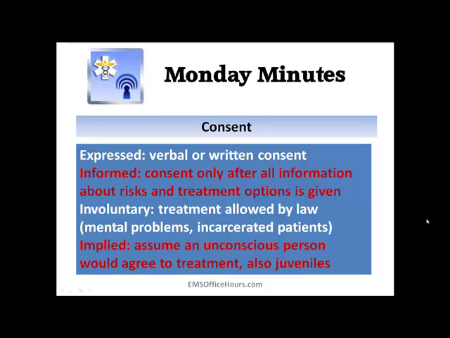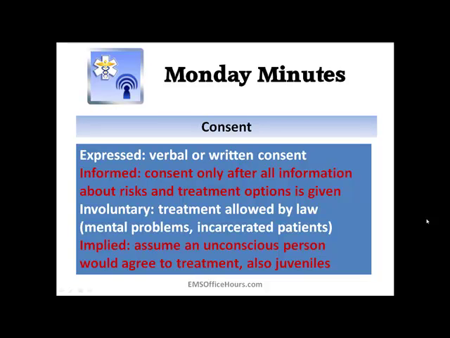All right. Now, involuntary consent. This is consent to treat based on, let's say, a court order, or it's against the patient's desires. This is something when the patient has a mental problem, or if they're incarcerated, things like that. We don't really have a choice for that type of thing.